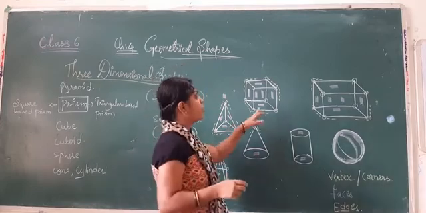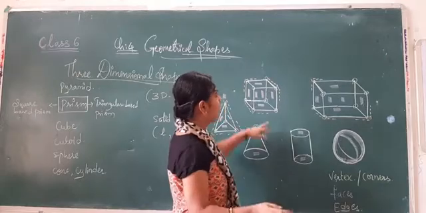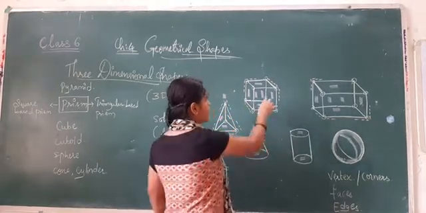As I said, you can observe here, I have made some parts colorful. Those in yellow color are all called vertices, meaning where 2 or 3 line segments are joining.